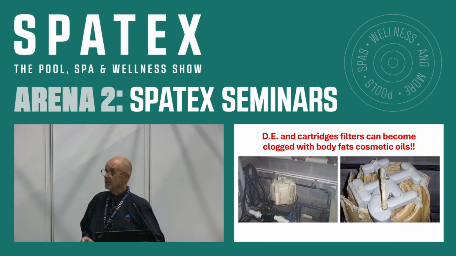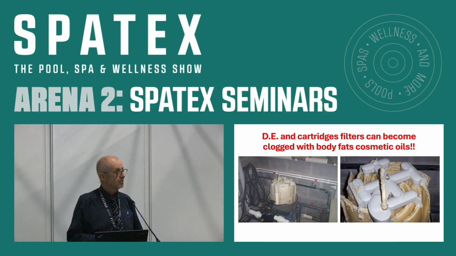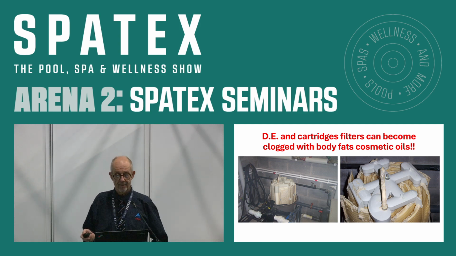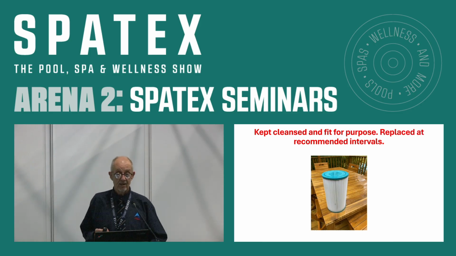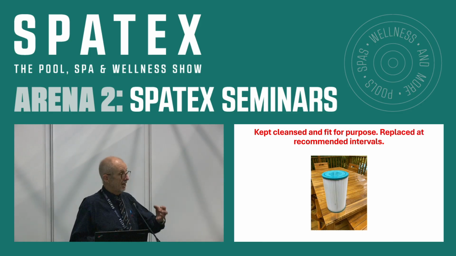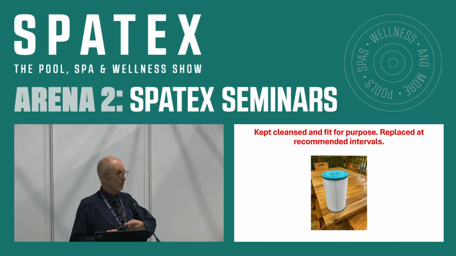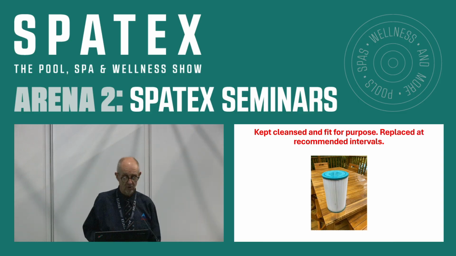And you can see these are diatomaceous earth filters now. The one on the left gives you an idea of what it is. And up close, that is, once again, body fats, oils, clogging up the filter. And we've got a cartridge filter which is perfectly clean there, should be replaced at recommended intervals. Some of them are on there for about a month. When you take them out, it's like a big brown mass. It doesn't look like that at all.